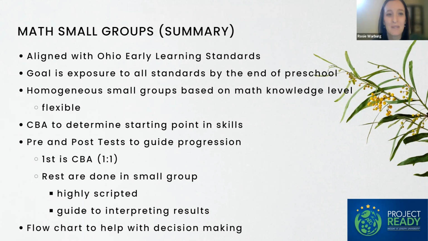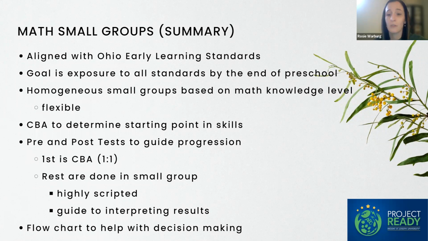So in summary, our math small groups are aligned with our Ohio Early Learning Standards. They cover all of our Ohio Early Learning Standards, either within that student practice piece or within the warm-up piece of the lesson. And the goal is exposure to all of those standards by the end of preschool for all of our students. Our math small groups are homogeneous small groups based on their math knowledge level, and we initially gather that knowledge from the CBA, but after that, we're using our pre and post tests to gather that knowledge, and these small groups are flexible.